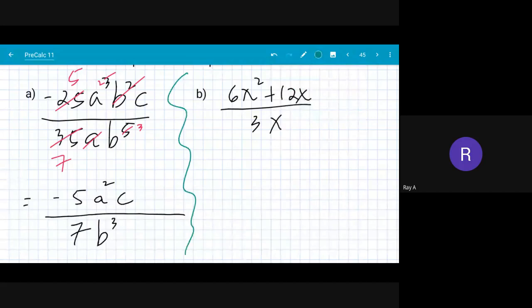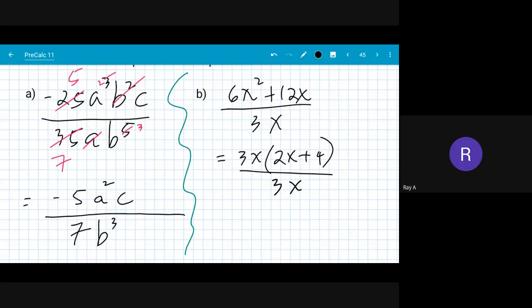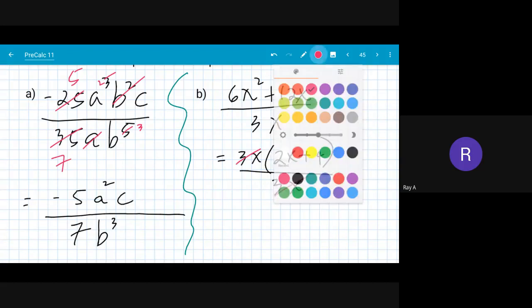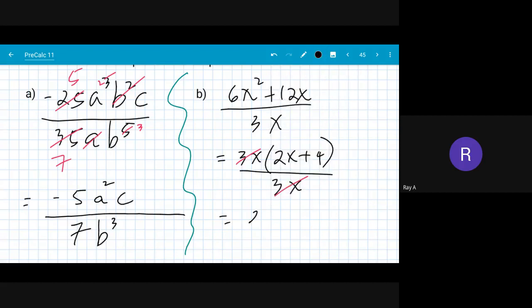What about B? I think what we need to do here is to factor out a 3x from the top. And that would give us 2x plus 4. By doing this, you will notice that you can cancel out the 3x and the 3x here, giving you a final answer of 2x plus 4.